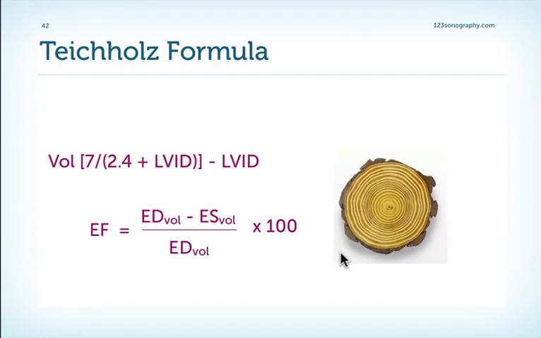Theoretically, you can calculate ejection fraction from fractional shortening using the so-called Teichholz formula. This formula relies on geometric assumptions, and it is not very reliable and only works in patients who have a normal sized and normally functioning left ventricle. So in reality, you should not use this formula.